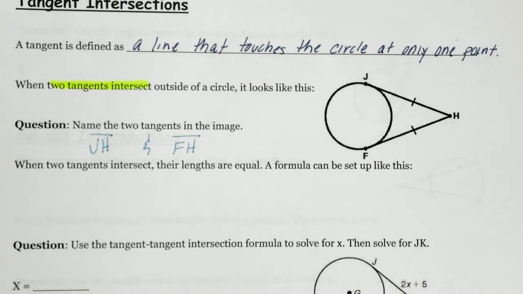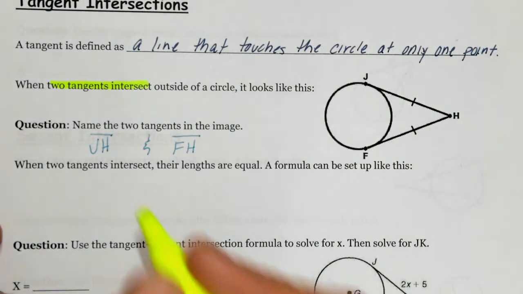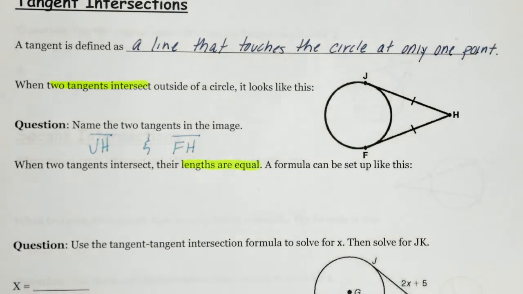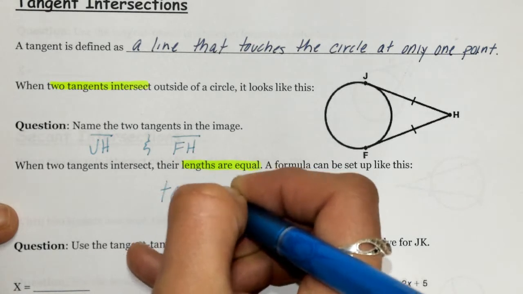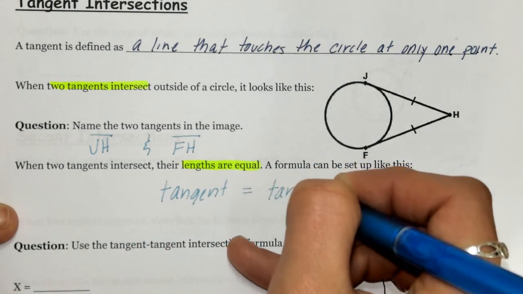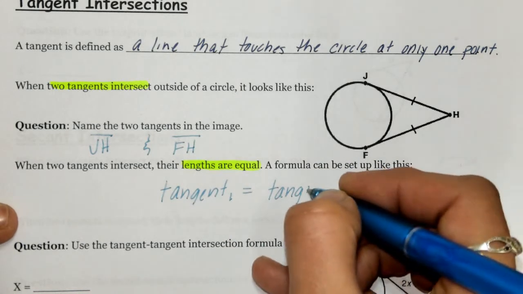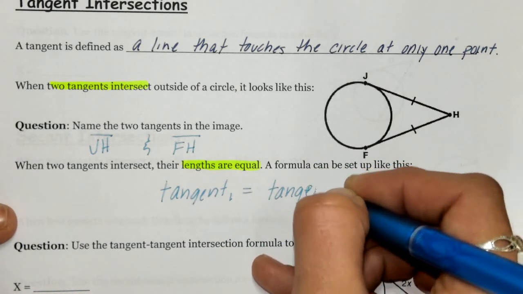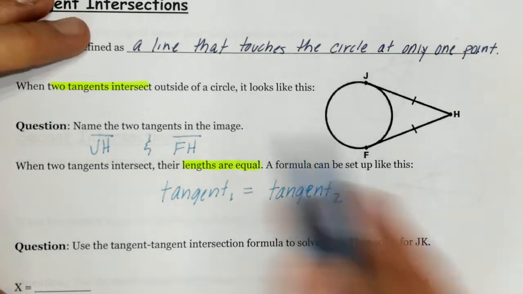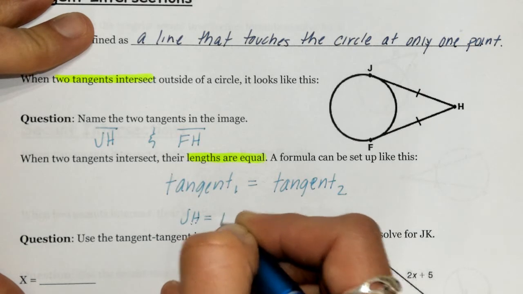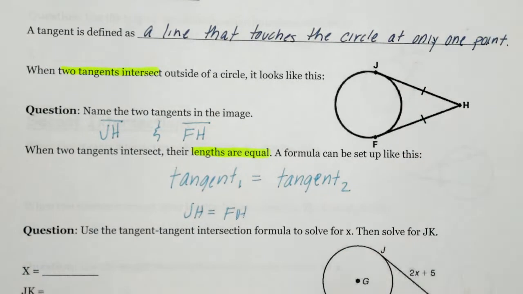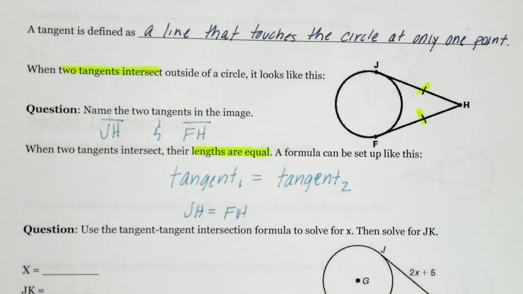When the two tangents intersect, their lengths are going to be equal. So all it's going to be is basically your tangent is equal to the other tangent. We're going to put tangent 1 is equal to tangent 2. So in this diagram up here, we would just say that JH is equal to FH, the lengths, and that's why we have these congruent marks right here. So we just set them equal to each other. If you use something that looks like this, kind of like an ice cream cone, we're just going to set them equal to each other.